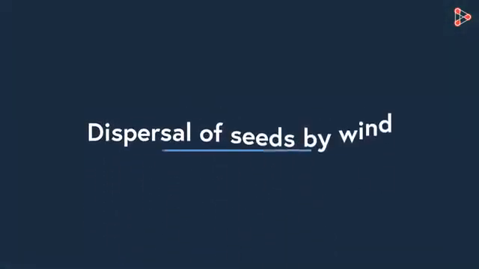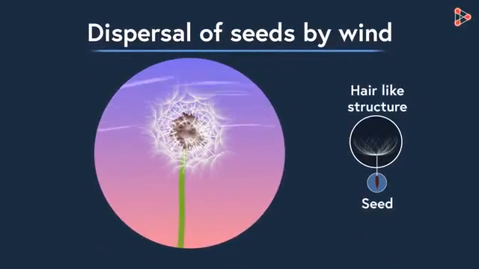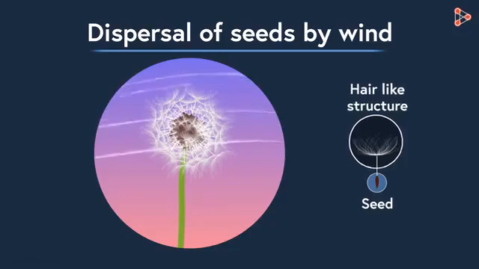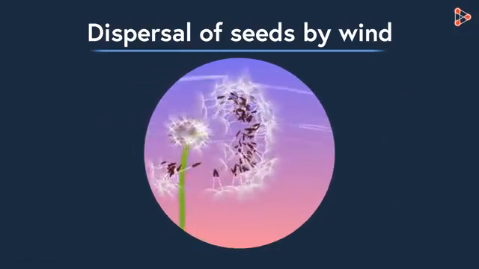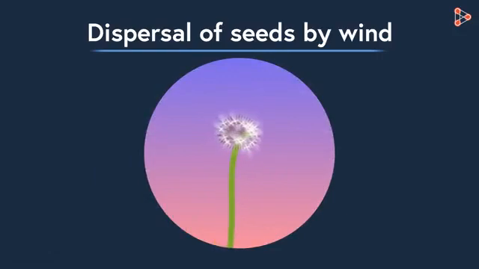Our first agent of dispersal is the wind. Seeds of plants like dandelions have parachute-like or hair-like structures attached that are so light in weight that they easily get carried away by the wind. Thus, even the seeds get carried to distant places.